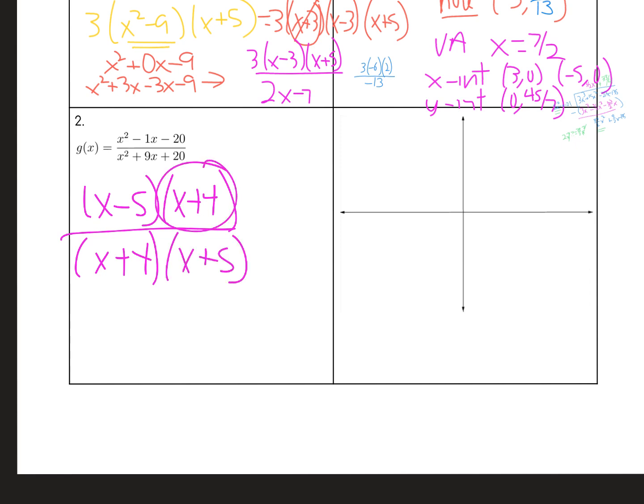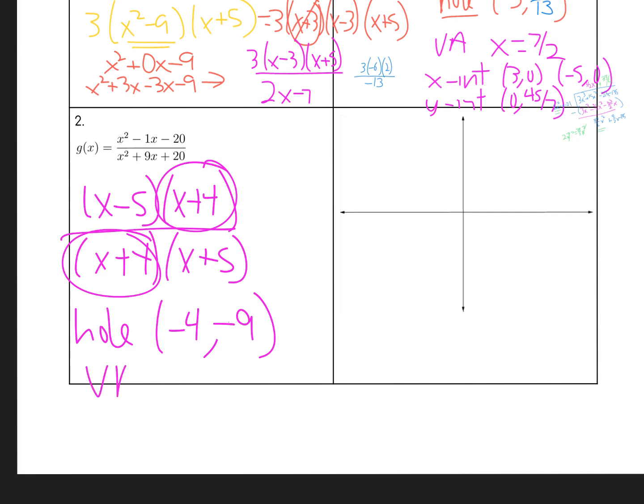So I can reduce away that, so that creates a hole. So there's a hole at -4, and let's plug that in. -4 minus 5 is -9. -9 over 1, so that's just -9.